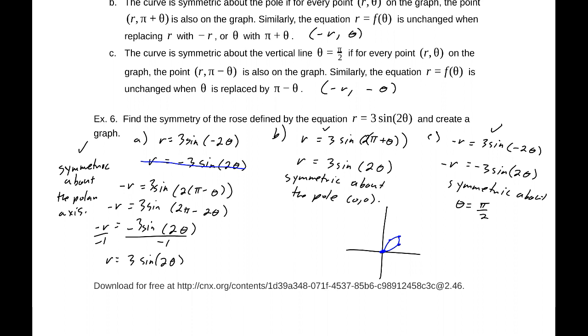Based on it being symmetric about the pole, we know we're going to have another leaf on this end. Based on it being symmetric about the polar axis, we know we're going to have another leaf here. And then about pi over 2 means we are going to have another leaf over here. So that is the full picture of our graph, and this is a rose, but based on that one quadrant. All right, that brings us to the end of 7.3. I hope this makes sense. If not, you might watch this again, review some notes and pieces, because this is a different way to think about our coordinate plane.